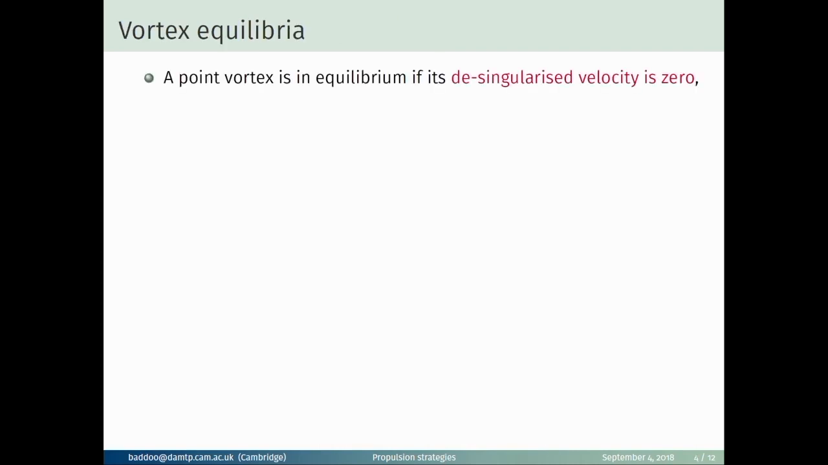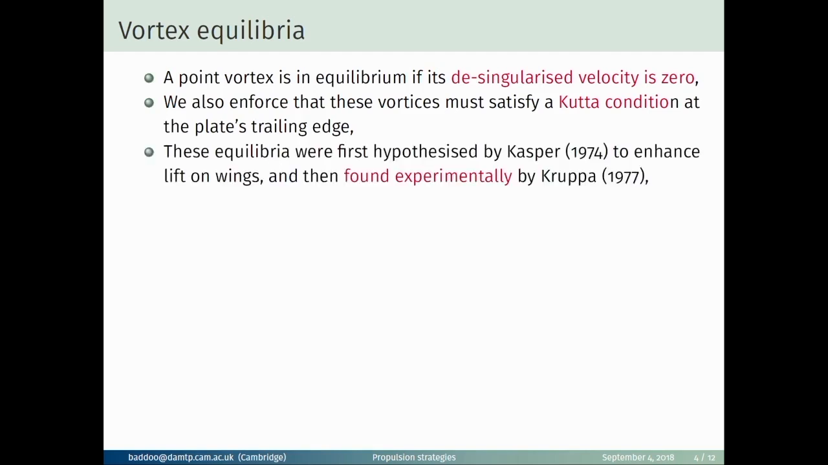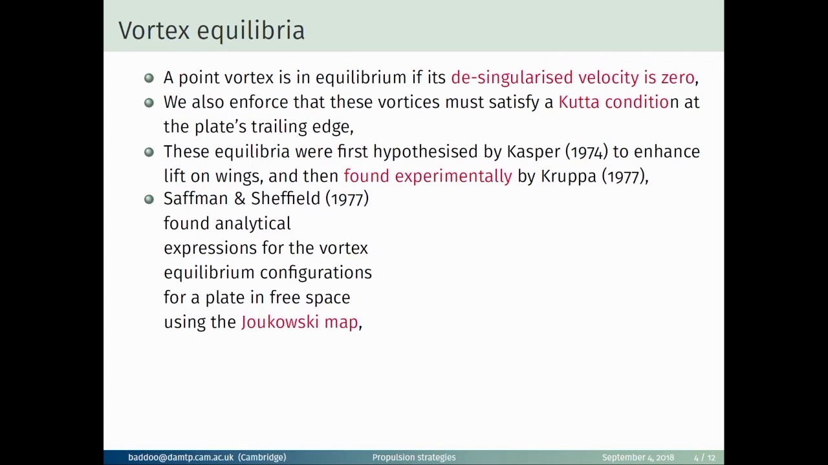So we say that a point vortex is in equilibrium if its desingularized velocity is 0, i.e. if it is stationary. And we also specify that the vortices must satisfy a cut condition, so the flow at the sharp trailing edge must be smooth. And these vortices can be very useful practically because they can enhance the lift exerted by an aerofoil for a given speed. And they've been found experimentally as well. But the first analytical treatment of these was undertaken by Saffman and Sheffield, where they used the Joukowsky map to find the equilibrium configurations for a plate just in free space.